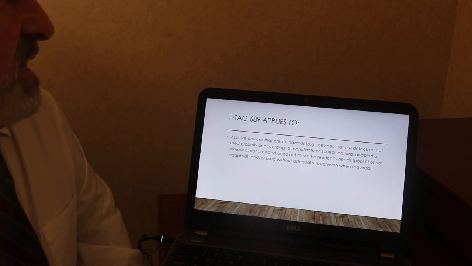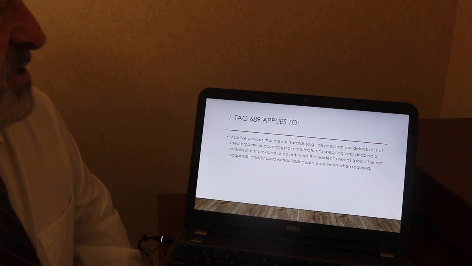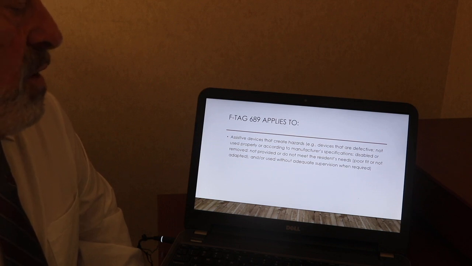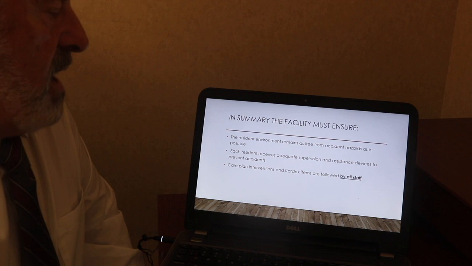Assistive devices that create hazards are devices that are defective, not used properly or according to manufacturer specifications, disabled or removed, not provided or do not meet the resident's needs, such as poor fit or not adapted, and or used without adequate supervision when it is required.